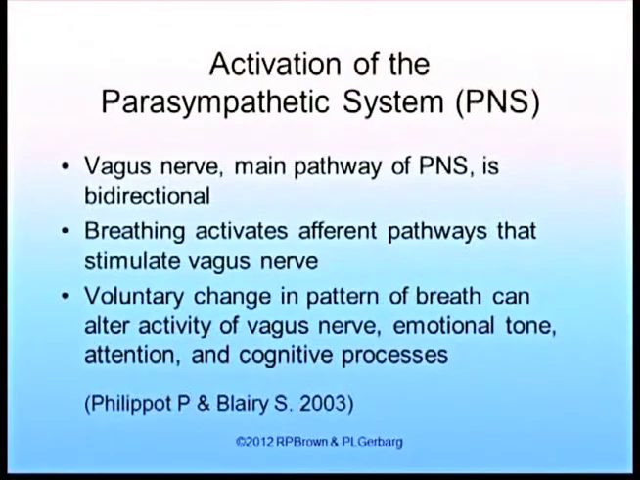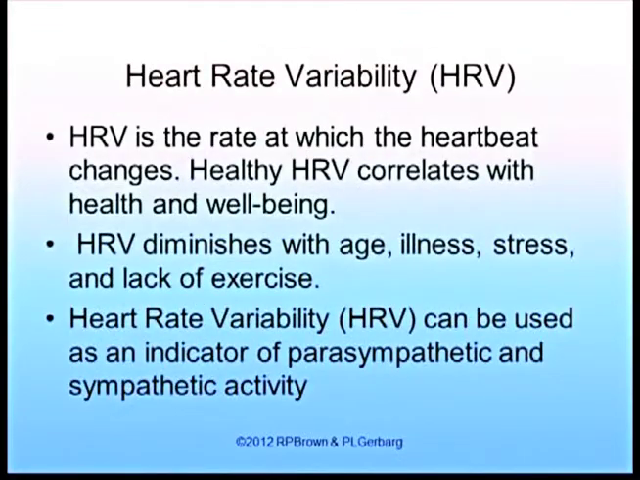We think that what's happening is that the breathing activates these pathways through the vagus nerve. And one of the ways that we measure the activity of the vagus nerve is called heart rate variability. It's a rather complex mathematical formula that's used, starting with your heart rate, and it is measuring the rate of change of your heartbeat.